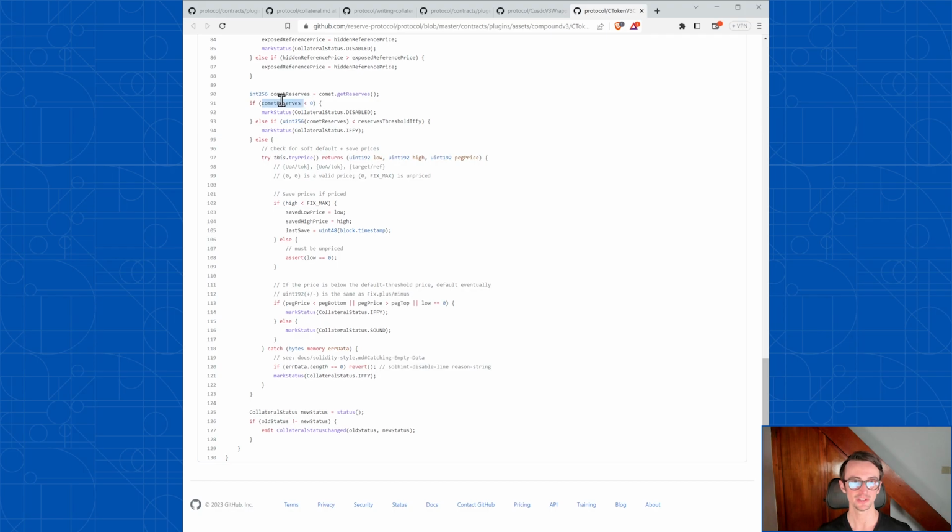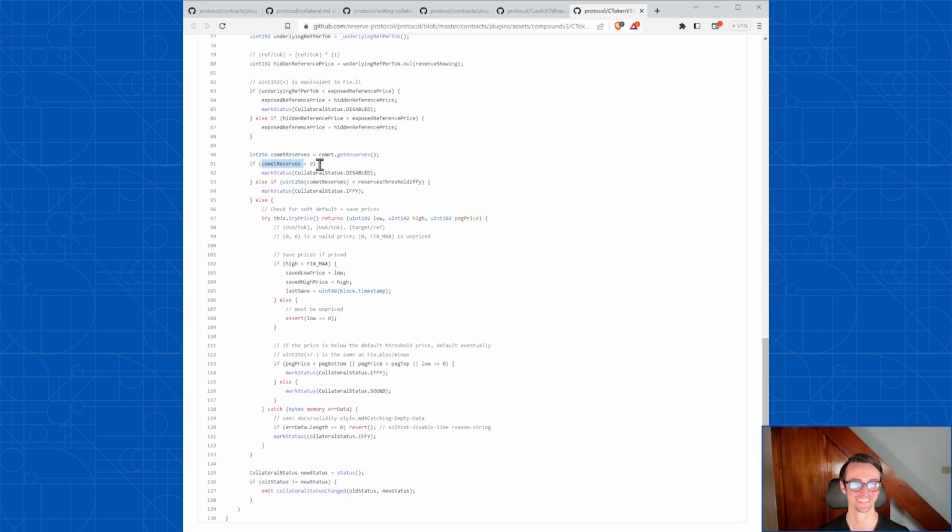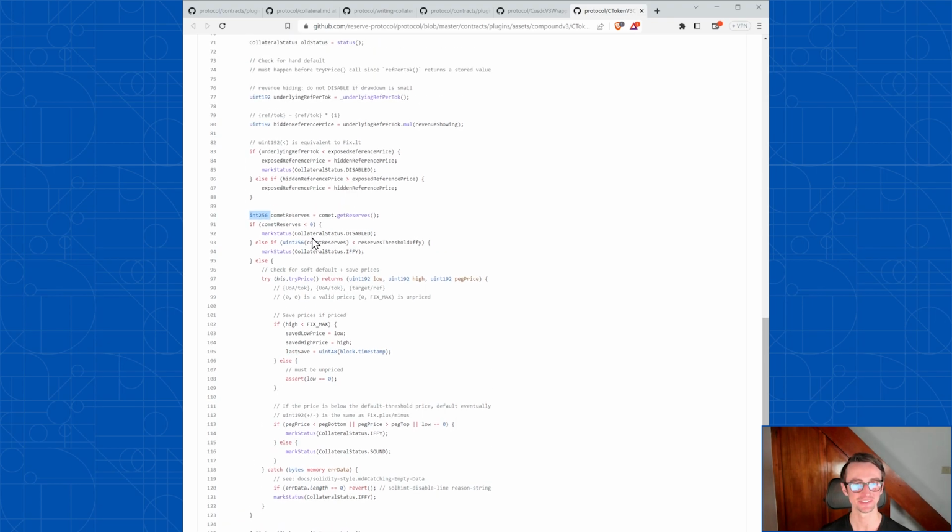So if the commit reserves is negative, fun, I guess that's what happens when you have a signed integer here. You actually do need to check, see if it's 0, then default immediately, right? Because that is not a valid state. Otherwise, if it's under some sort of threshold that was set, so these are commit reserves. This is how much USDC is actually residing in the commit for people who came and lent USDC to come back and redeem, right? Redeem their cUSDCv3 for USDC.